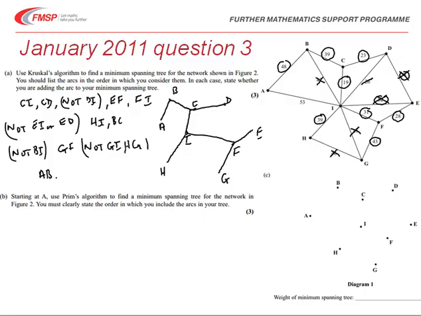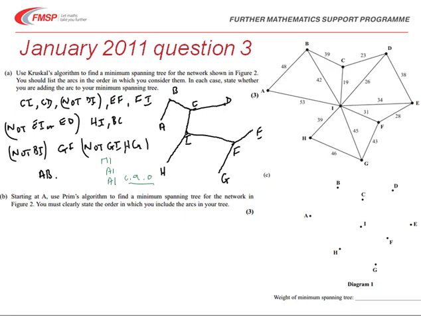The marking for this part of the question was to give an M1 for 4 correct chosen arcs, and then A1 for all of them correctly rejected, and then a final A1 mark for the solution. That's for the correct answer only. So you only get that final mark if your minimum spanning tree was correct. There's no follow through mark there.